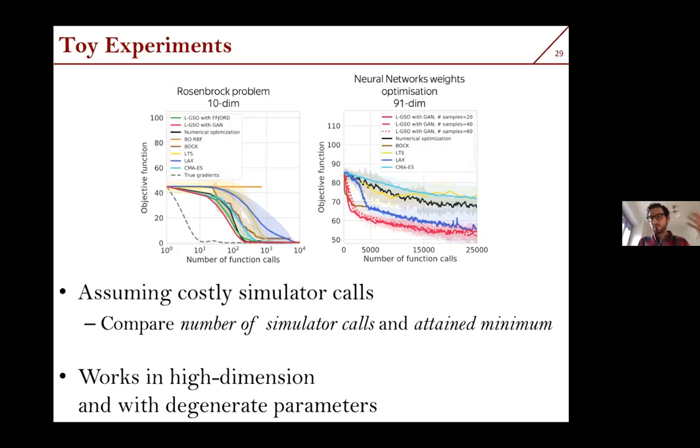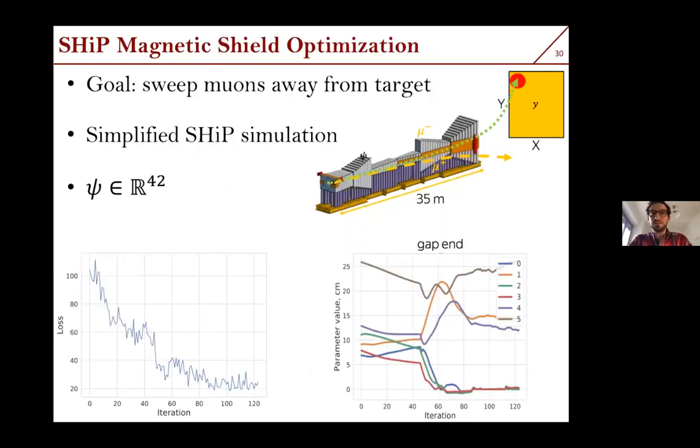So we can move on from toy problems and have a look more closely at a physics problem. In this case, we can go back to this magnet problem, but instead of just optimizing the one-dimensional length of a magnet, we can have a multi-stage magnet. This is a simplified version of the SHiP experiment, which is basically a magnet with 42 degrees of freedom that control the length, the height of the beginning and the end of the magnet, and the gaps between the magnets. As I mentioned, this is simplified, but certainly much more realistic than our one-dimensional magnet system.